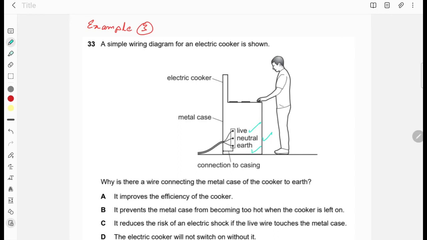A, it improves efficiency of the cooker. It's not correct. B, it prevents the metal case from becoming too hot when the cooker is left on. This is also not correct. C, it reduces the risk of an electric shock if the wire touches the metal case. Yes, this is correct.